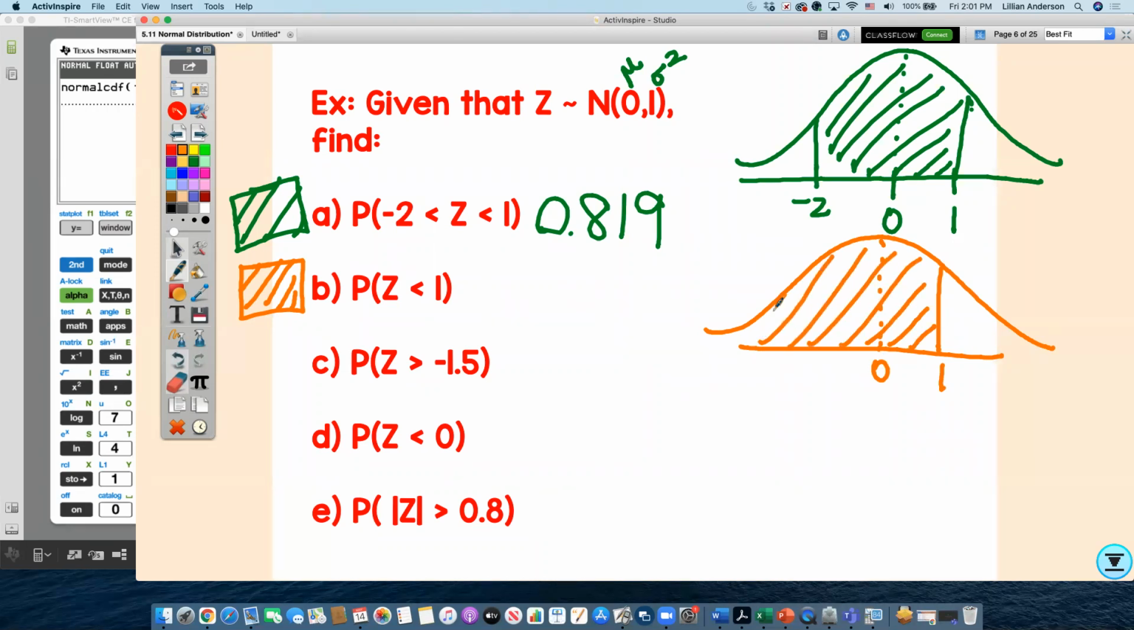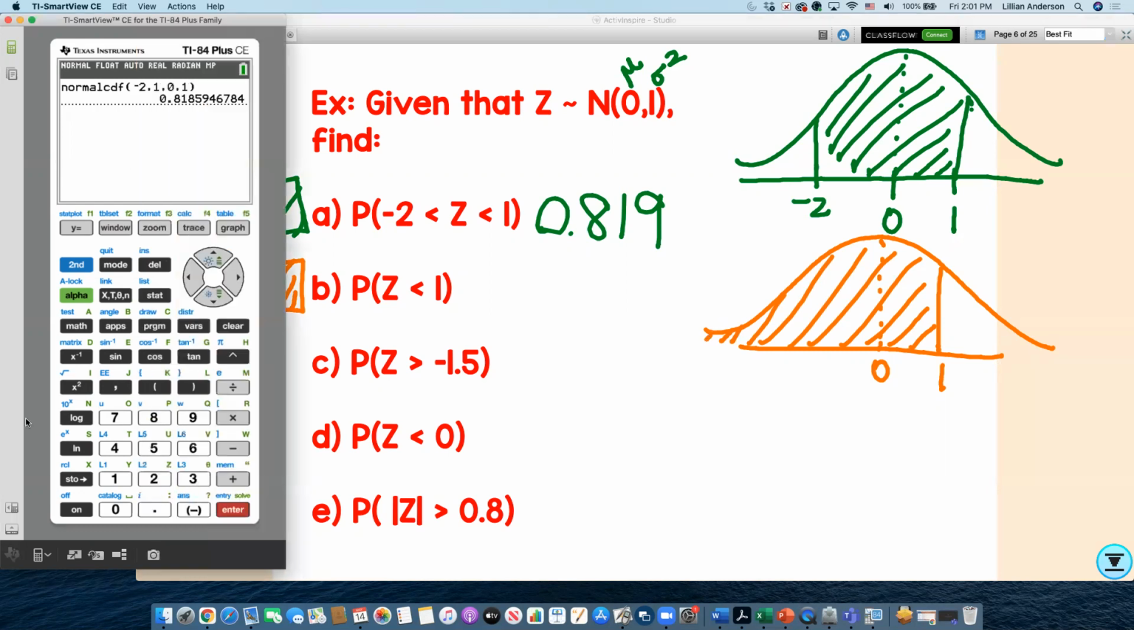And drawing these normal distribution curves and showing your shading is the work that goes behind this. Not what you type into your calculator, not that normalcdf in the parentheses. That's calculator notation. The drawing of the normal distribution curve is how you get your actual method points. So to find the probability, I go back to my calculator. How do I get to normalcdf again?